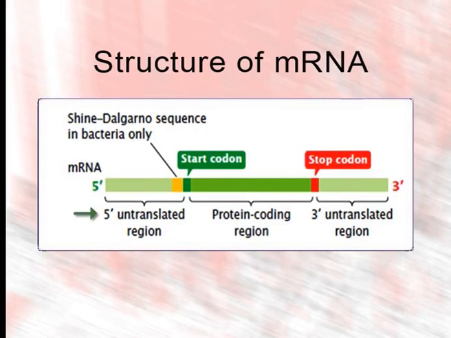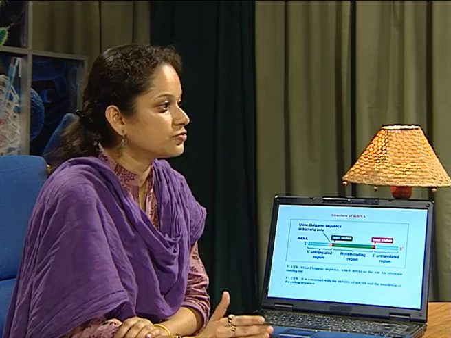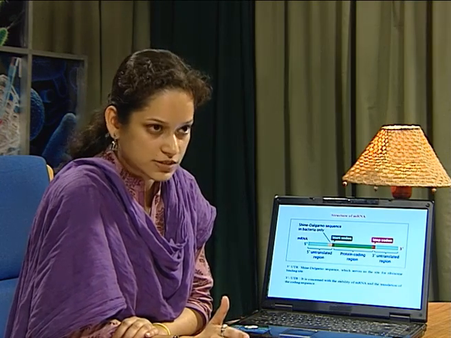The first component is a 5' UTR. What is a 5' UTR? The mRNA is polar in nature, in the way that it has a 5' end and a 3' end. The 5' end contains a phosphate group, while the 3' end contains a hydroxyl group.